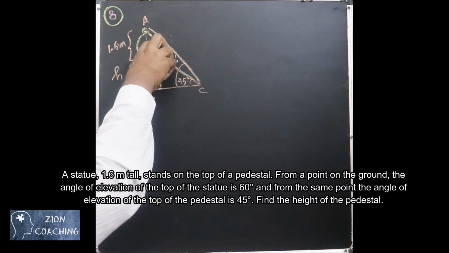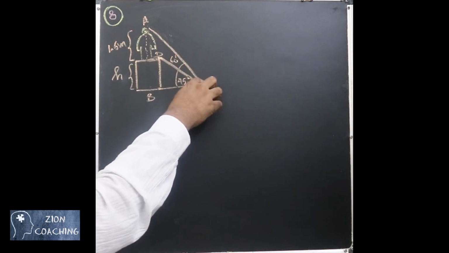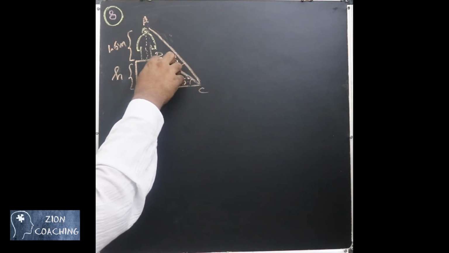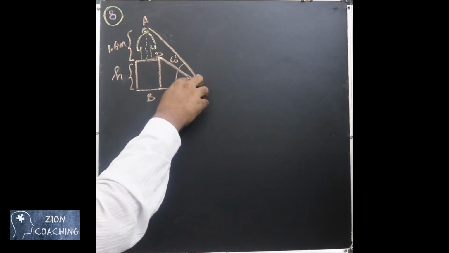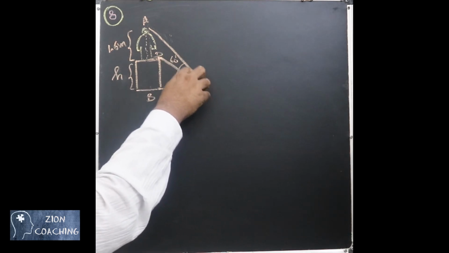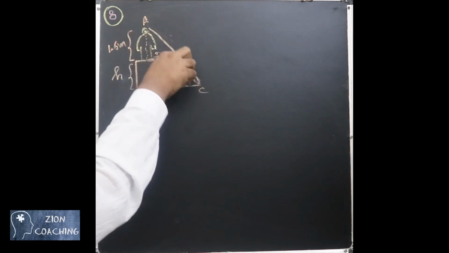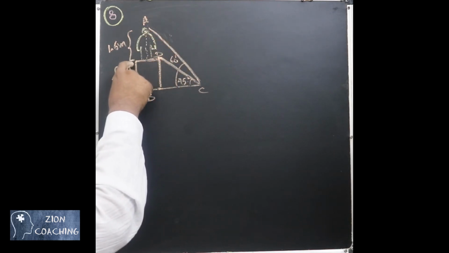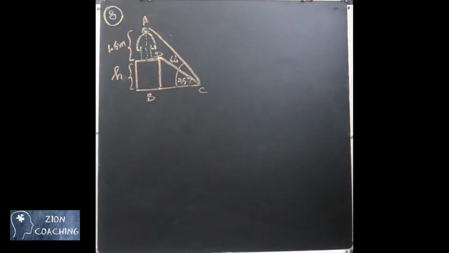Now, when it is viewed from a particular point, the angle of elevation towards the top of the pedestal is found to be 45 degree, and the angle of elevation to the top of the statue is found to be 60 degree. They are asking us to find the height of the pedestal alone. Now we will do one by one.